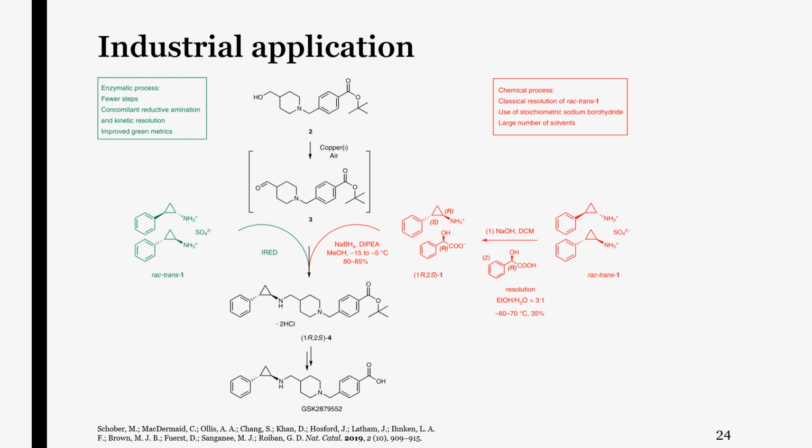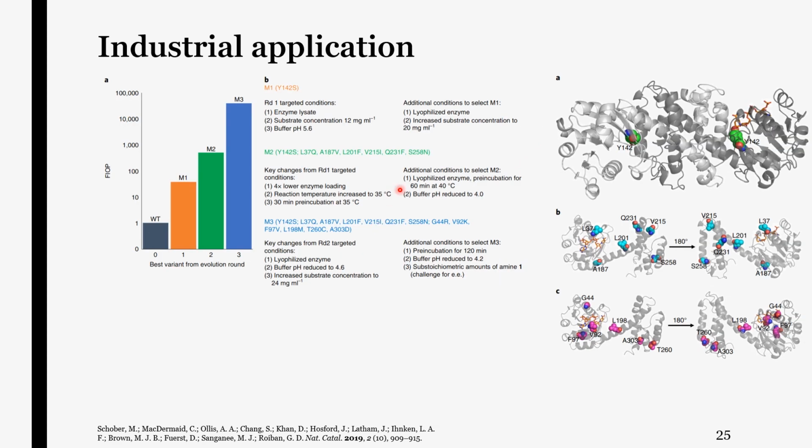So, what they did is they wanted to have kilogram quantities of their key intermediate of this GSK inhibitor, and they obtained it with a rather high yield, with 84% and 99% purity, as well as an excellent enantiomeric excess and an improved process mass intensity.